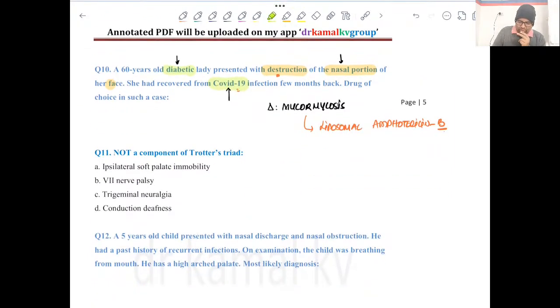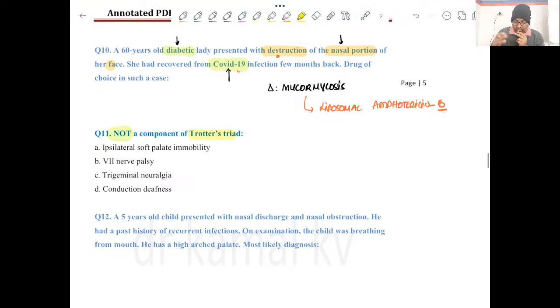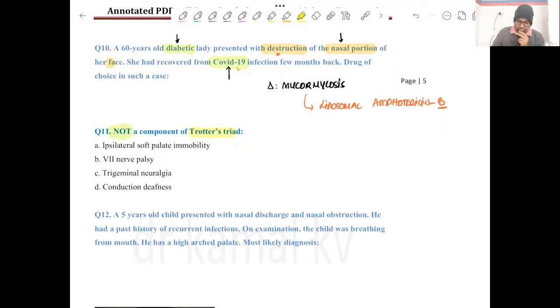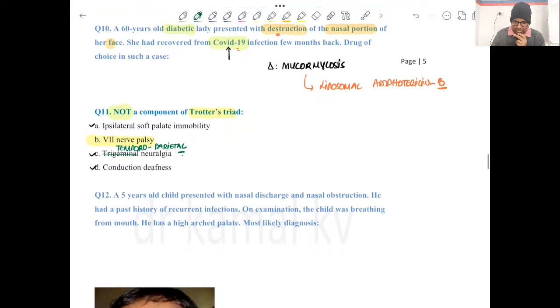Now, not a component of Trotter's triad. This we have already discussed in the very first question. And here we discussed that there is temporoparietal neuralgia, conductive deafness, and palatal palsy. So we are left with the straightforward answer, that is seventh nerve palsy. So seventh nerve palsy is not a case here. So this is temporoparietal neuralgia. You can remember it in a much better way.